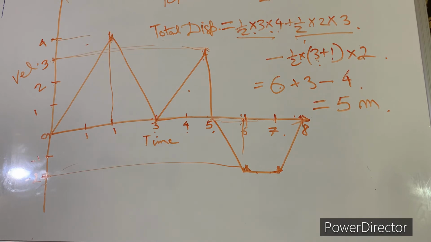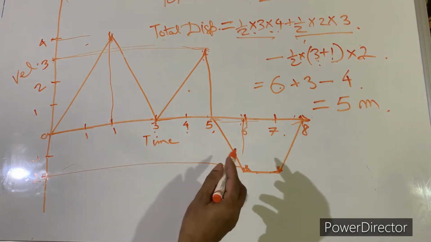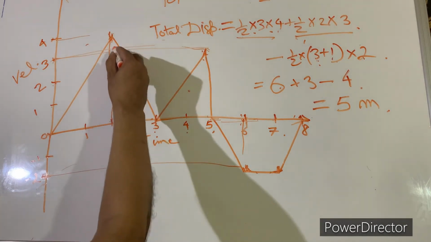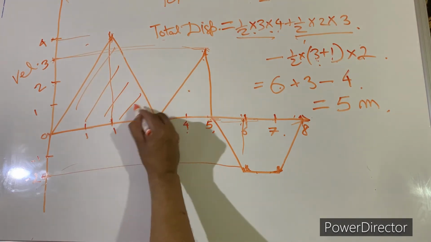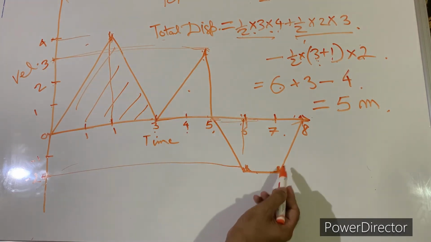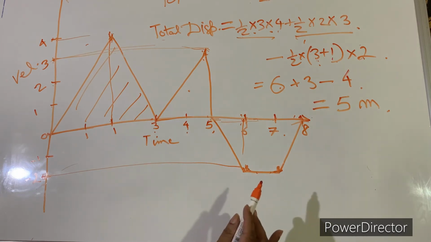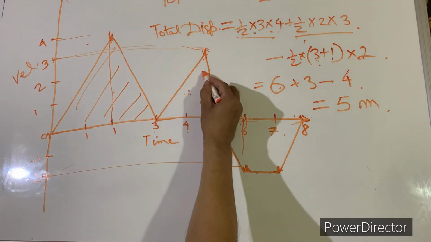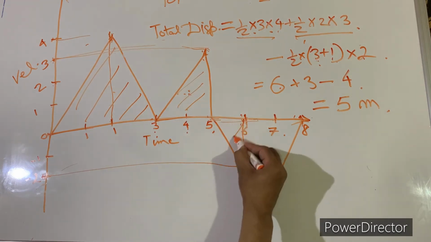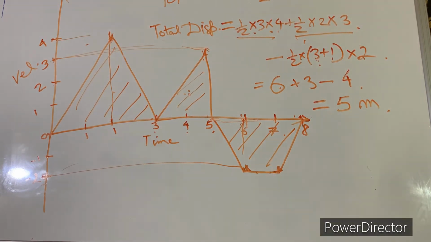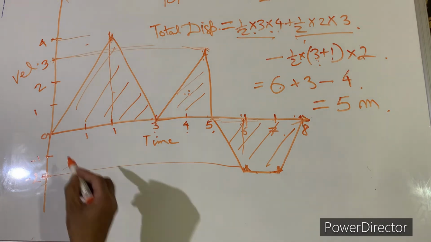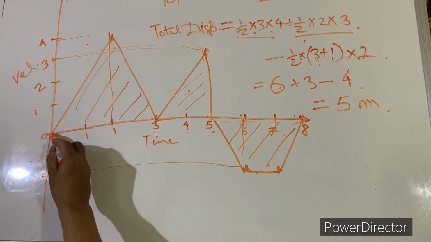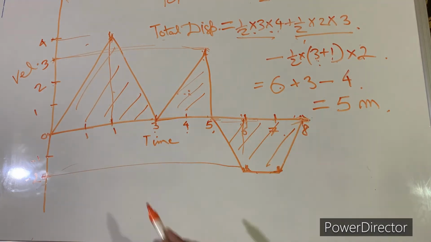So you will remember, when we have to calculate the distance traveled by the body, it will be the sum of all the areas. Whether it is in the negative territory or in the positive territory, it does not matter. It will be the sum of the three areas. This shaded area, plus this shaded area, plus this shaded area will be the total distance traveled by the body as the body travels 8 seconds.